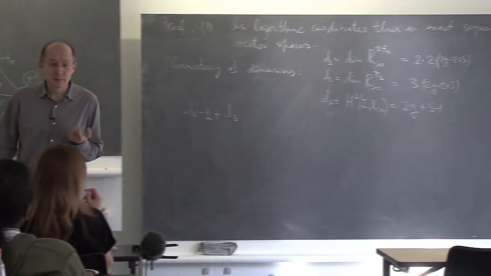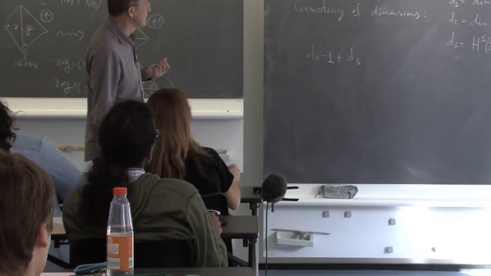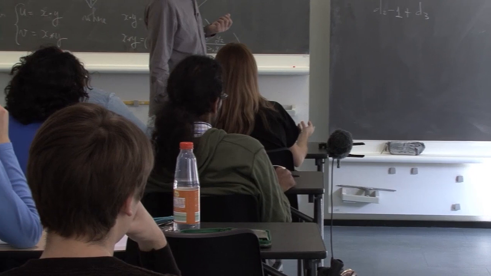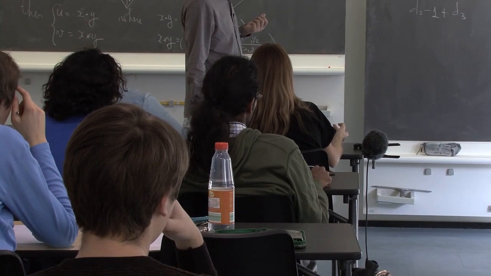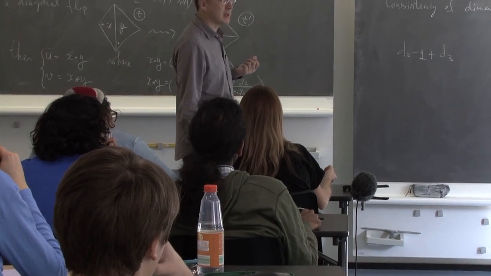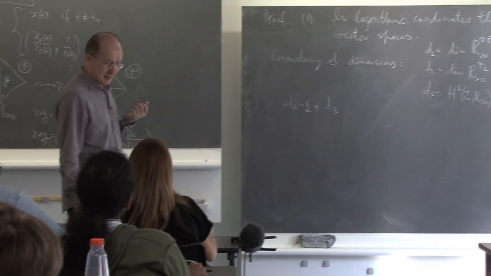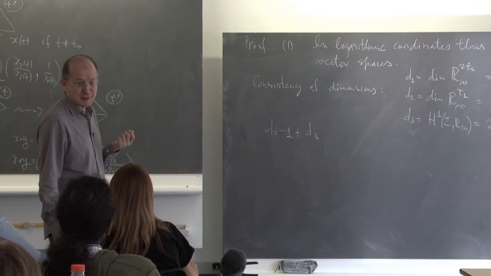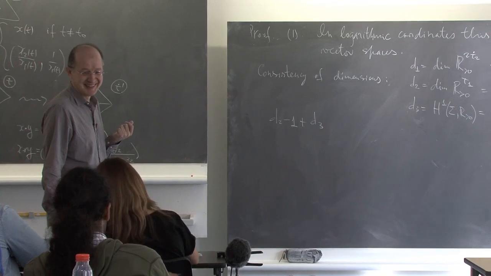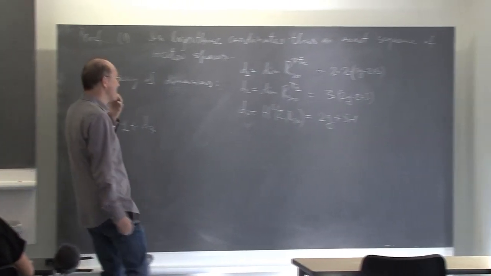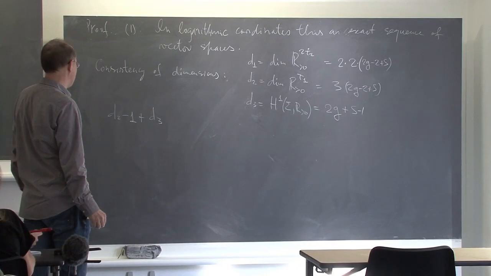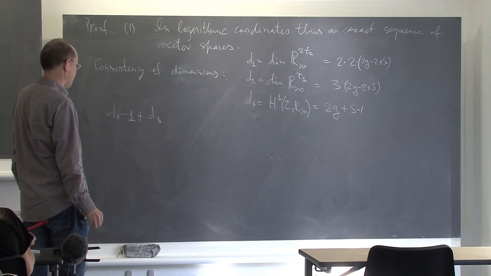Yes? Sorry, can I ask a stupid question about D3? So for example, if I take a torus without punctures, I should have dimension 2, right? Not 1? Yes, but if you remember, the number of punctures in our theory is non-empty. Okay. So it's forbidden. All right. Thank you. D2 minus 1 plus D3.